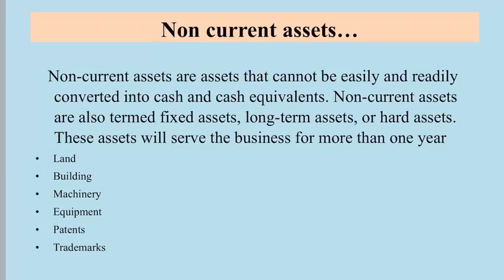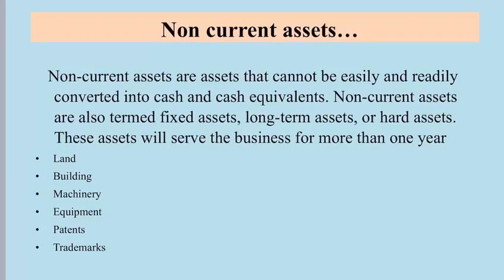So ये जो permanent type का nature होता है एक particular asset का, which can be used for more than 1 year, which cannot be readily converted into cash. You cannot sell a building in the normal course of action for your business. So such assets will be termed as fixed assets, non-current assets or long-term assets or hard assets, whatever name you call it. Just understand what is the feature of non-current assets.